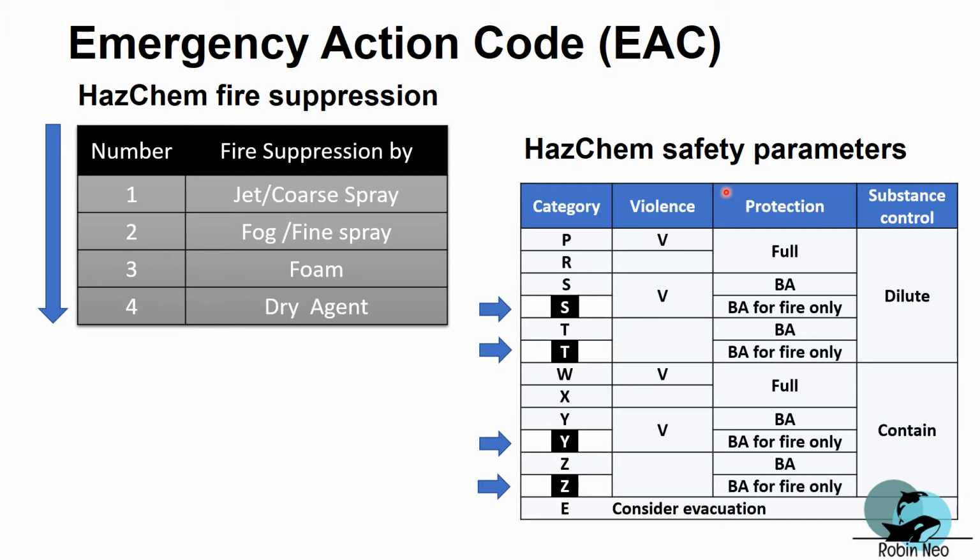If a category is classed as violent, it is denoted by the letter V. This means that the chemical can be violently or explosively reactive, either with the atmosphere or water, or both, which could be marked by the dangerous when wet symbol. Protection is divided up into 3 categories of personal protective equipment: full breathing apparatus and breathing apparatus for fire only.